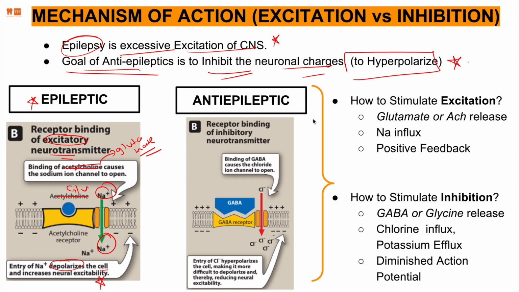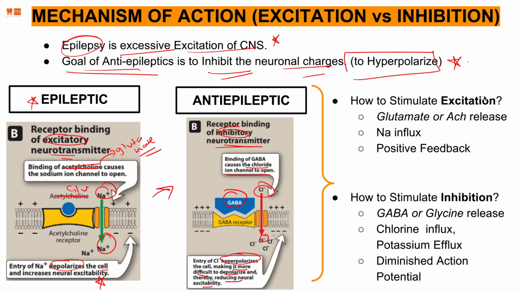Whereas with anti-epileptics, such as GABA, where receptors binding inhibitory neurotransmitters will cause chloride channels to open up, and chloride, being a negative charge inside the cell, will lead to hyperpolarization. In other words, it makes it more difficult for depolarization or activation or excitation to occur. So that's the mechanism. That's what we need to do to treat epilepsy.